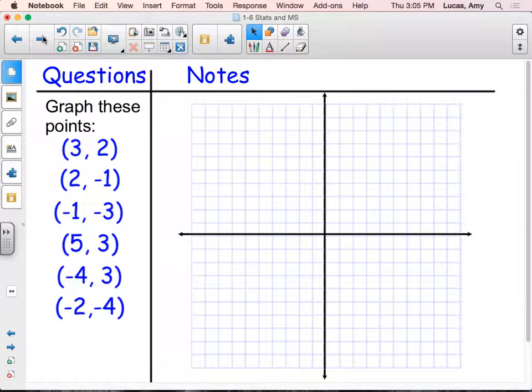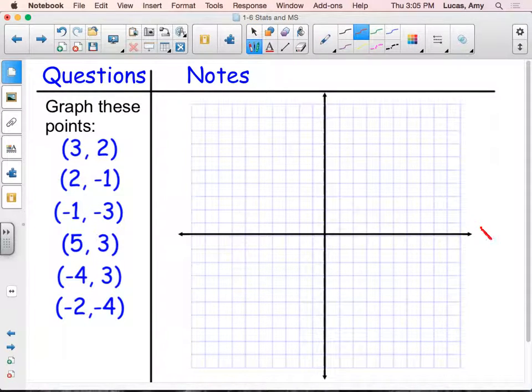Okay, now a little graphing review just to make sure that everybody remembers how to graph. Our x-axis is horizontal, our y-axis is vertical. To graph these points, or these ordered pairs, we are going to graph the x-coordinate first. So on the x-axis, positive 3 is to the right 3, and then a y-coordinate of positive 2 is up 2. So right here, this would be the ordered pair, 3, 2.